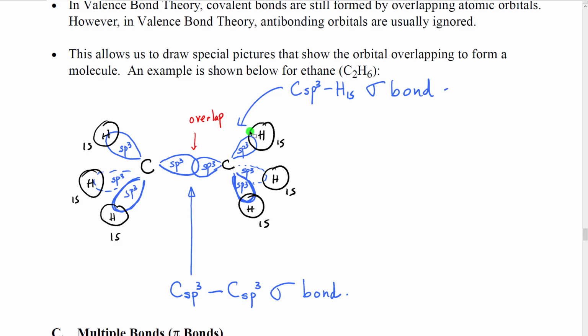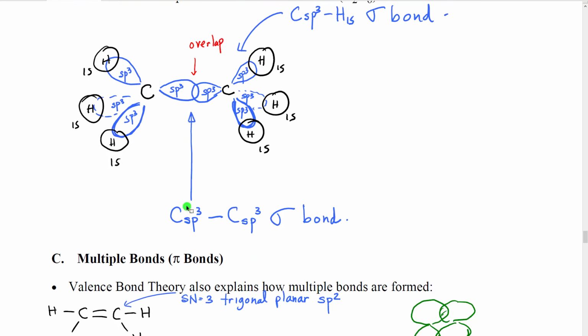So here we have a carbon sp3 to hydrogen 1s sigma bond. Right here we have a carbon sp3 to carbon sp3 sigma bond, and so forth. In more complicated molecules, we might have oxygen sp3 bonds, we might have whatever, okay? But we can define all of those bonds.